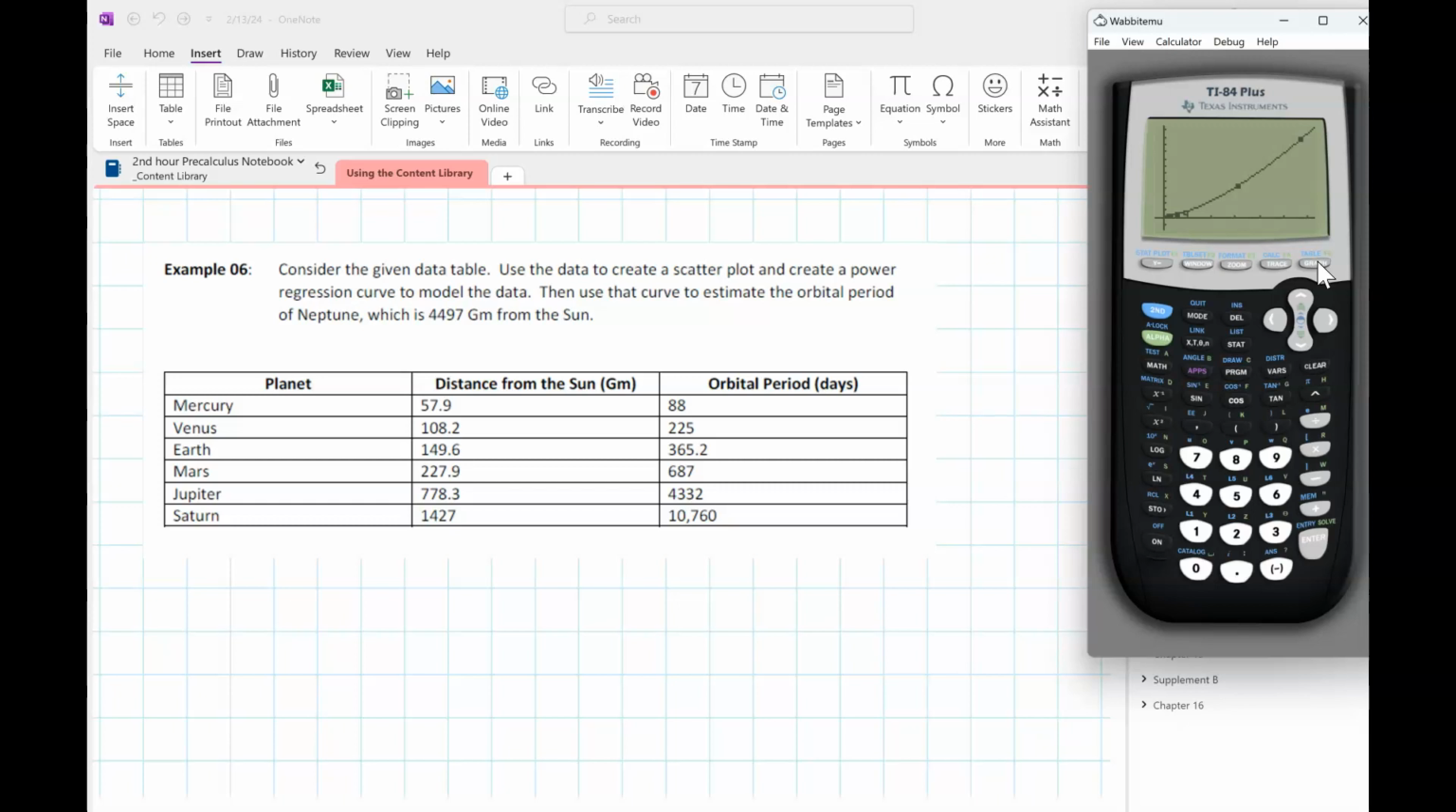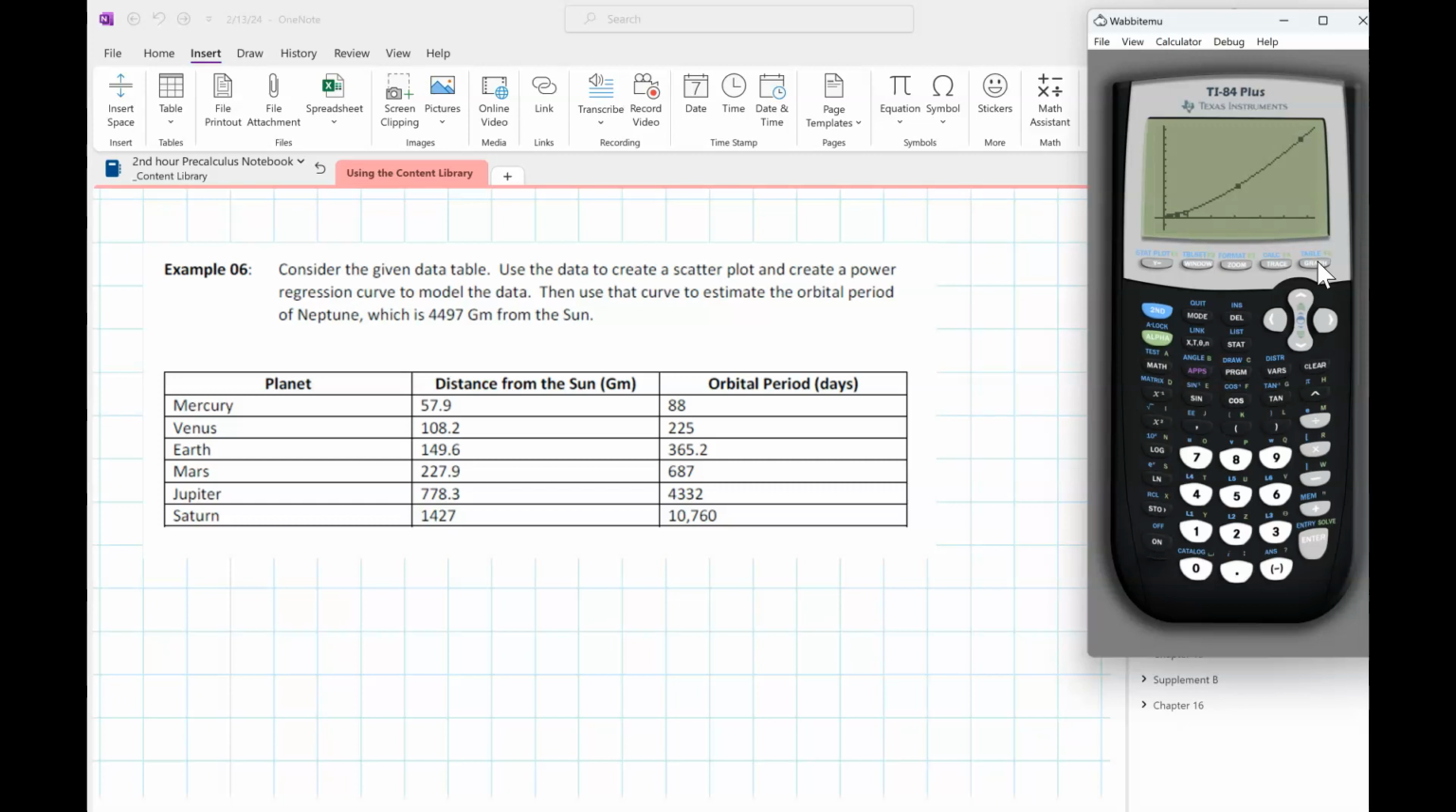Did you make a power regression? Yeah. Did you store it to Y1? Did you do the store reg EQ? No, I didn't do that. Vars, Y vars, function, Y1? And then, oh, up here. And then now you go. When I store them, and then I go in that. After I hit the Y1, what do I do?